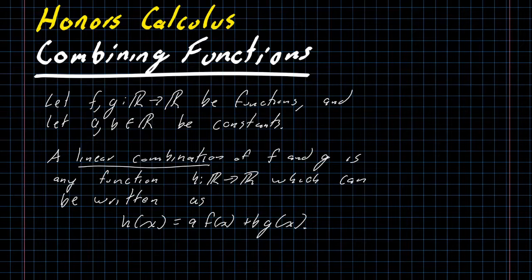So if we let f and g be any two functions, and we let a and b be any two constants, then a linear combination of f and g is any function h which can be written as a times f plus b times g. That is incredibly vague.